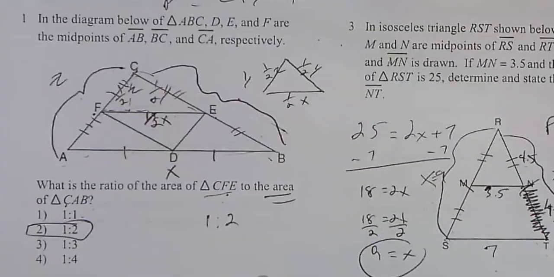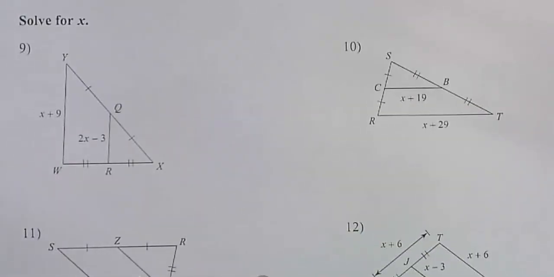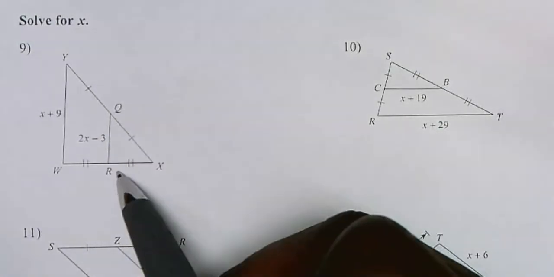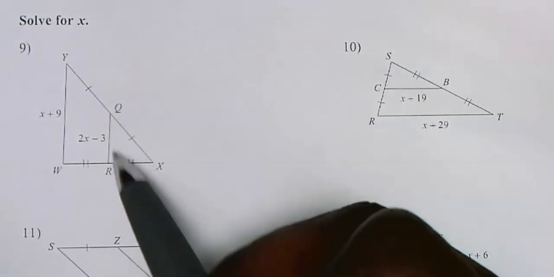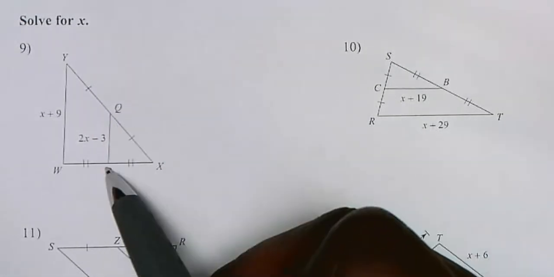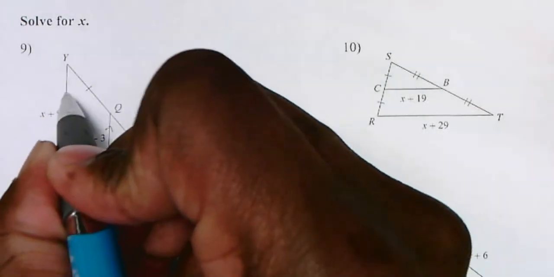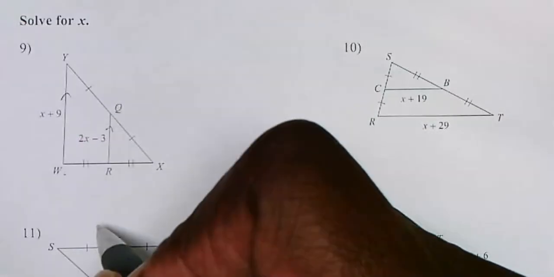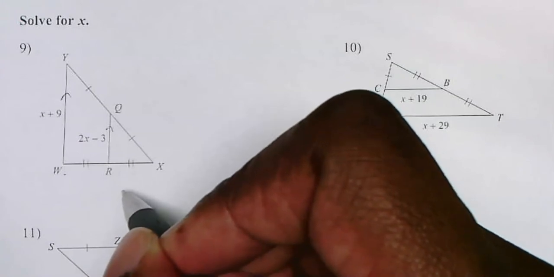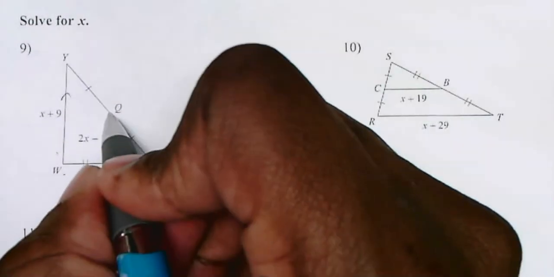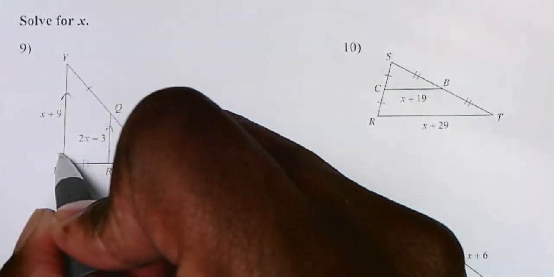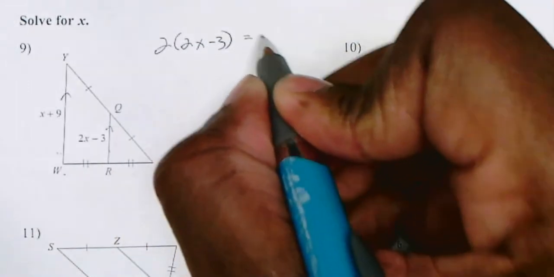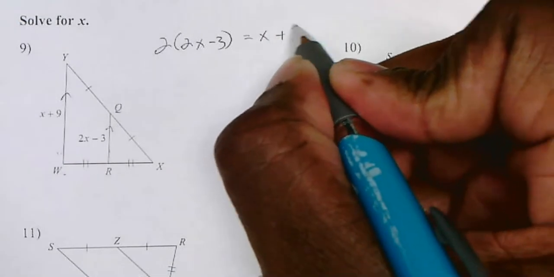One last question. Now let's solve a couple more. This is my last two. In this one, it gave you this triangle, and it said all these are midsegments. So Q and R are both midpoints. We'll say all these are congruent. This is your midsegment. So I know these two parts are parallel. I also know that this length is half the other. Because of that, I can make an equation. I could say that twice this equals this side. So I could say twice 2x subtract 3 equals x plus 9.